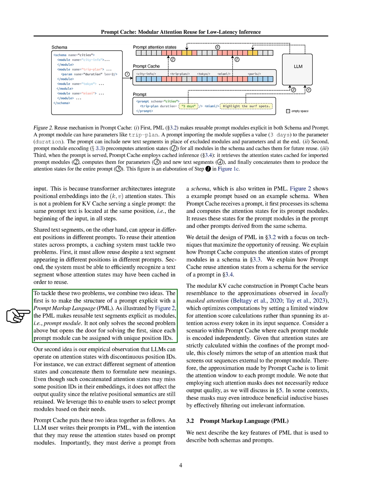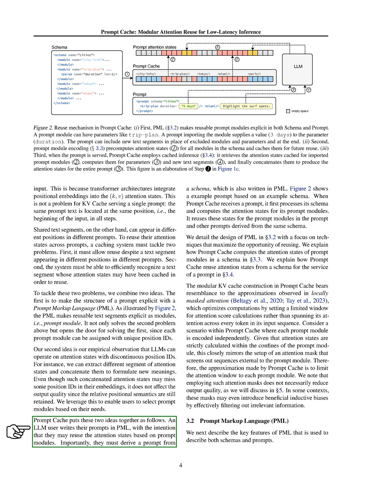First, we introduce a prompt markup language, PML, which makes the structure of a prompt explicit. This allows us to identify reusable text segments as modules and assign them unique position IDs. This not only helps us recognize and reuse attention states, but also allows us to handle text segments appearing in different positions. Second, we've observed that language models can work with attention states that have discontinuous position IDs. This means we can extract different segments of attention states and combine them to create new meanings. Even if these combined attention states miss some position IDs, the output quality isn't affected as the relative positional semantics are still retained.